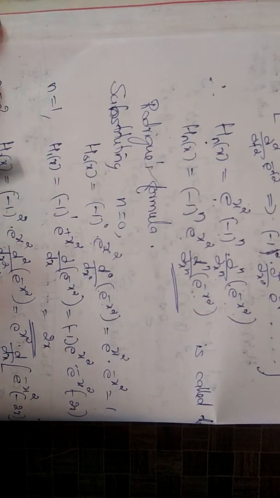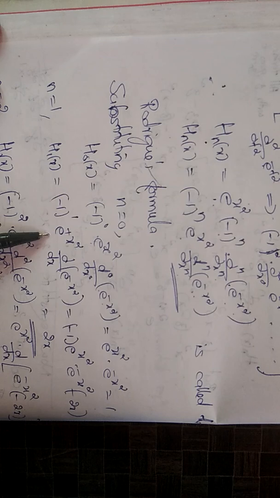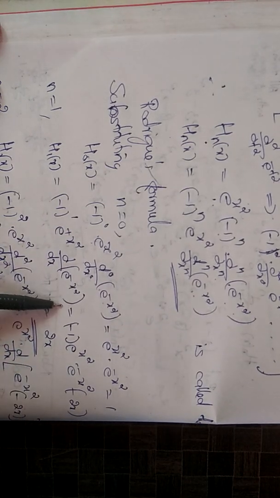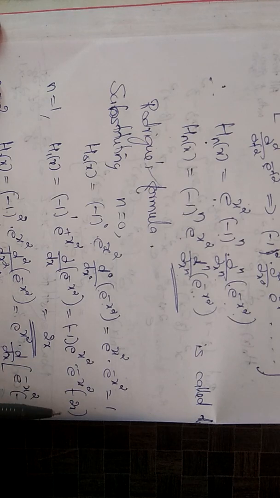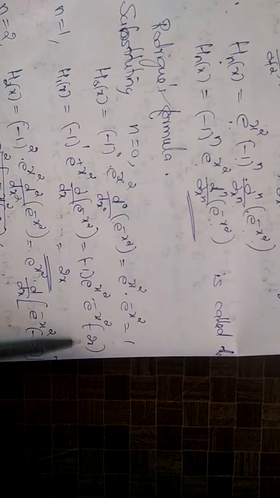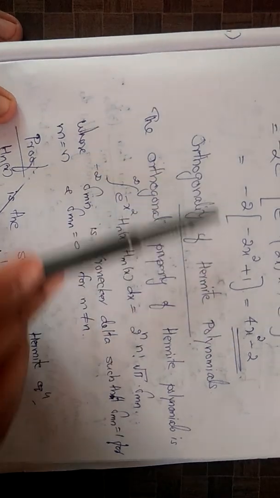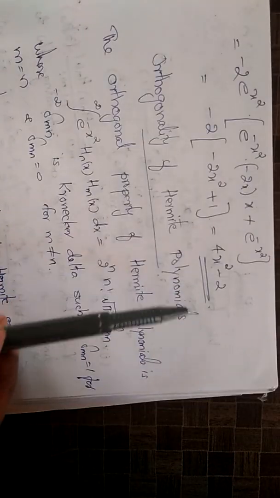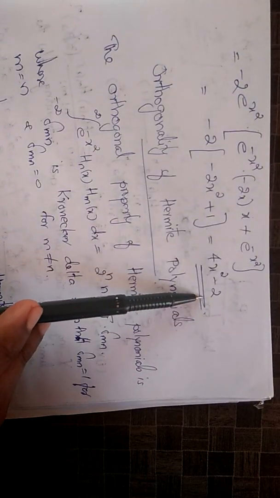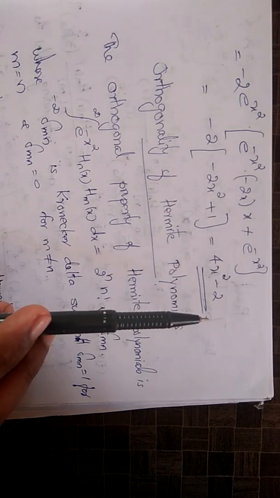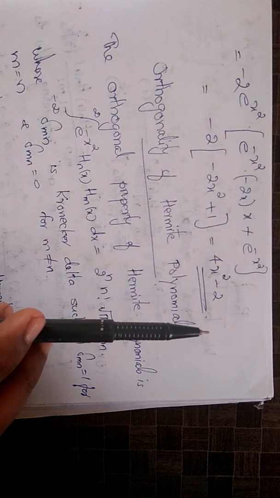Put n = 1: you get (-1)^1 e^(x²) ∂/∂x of e^(-x²). This differential gives e^(-x²) times -2x, so on solving you get 2x. Similarly, if you put n = 2, you can try this one, you will get H2(x) = 4x² - 2. So by using the Rodrigues formula, you can generate Hermite polynomials of different orders.